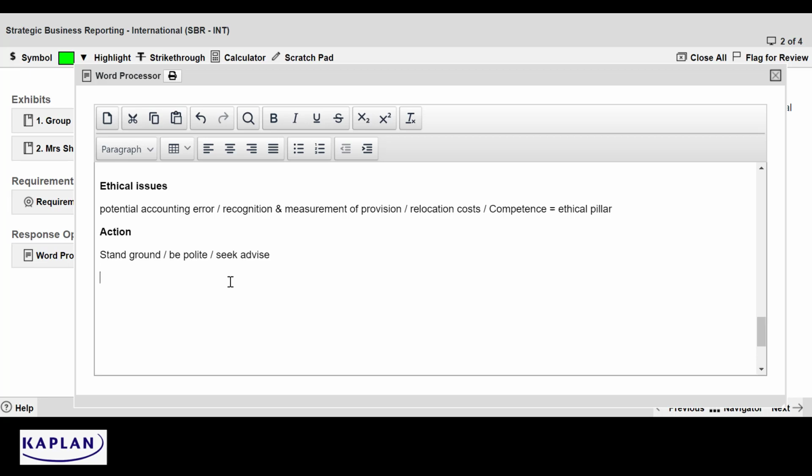Okay? Now, what action should Mr. Shaw take? Well, be polite, stand his ground, yeah, argue the case professionally. Now, that should resolve it. If it doesn't, he needs to take advice. As an absolute last resort, he needs to think about resigning. But I repeat, that's an absolute last resort in this case. All right. So this has been my high-level overview of question 2 within the March 2020 exam.